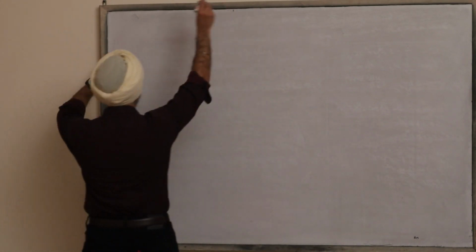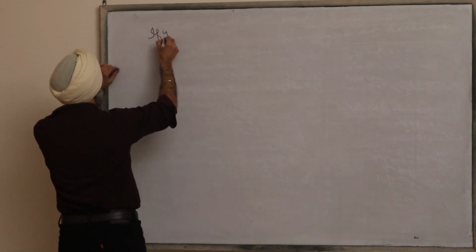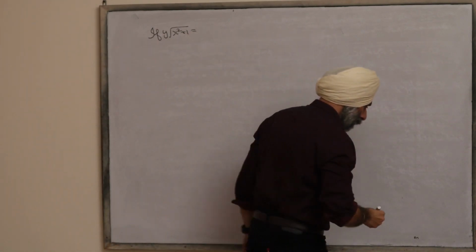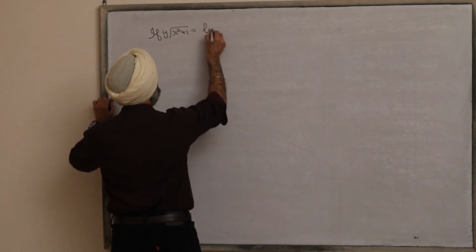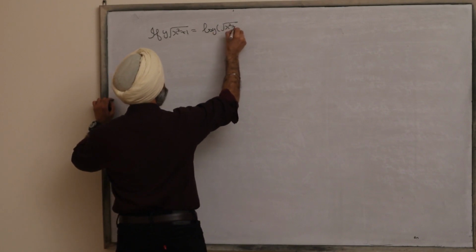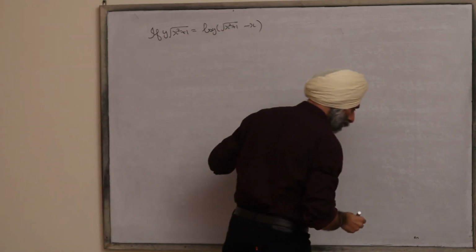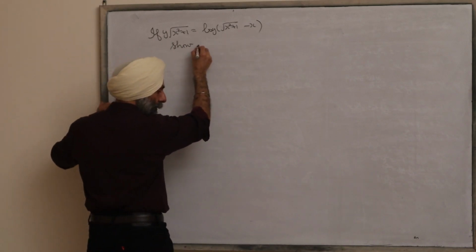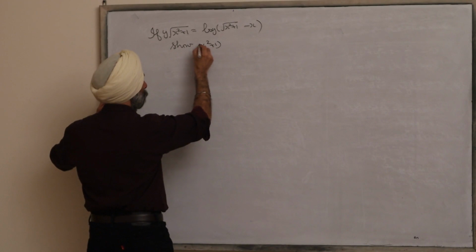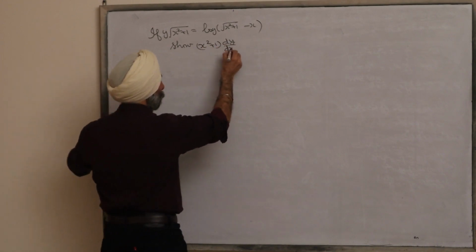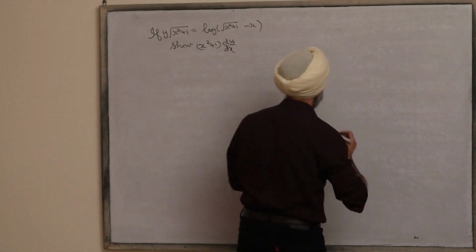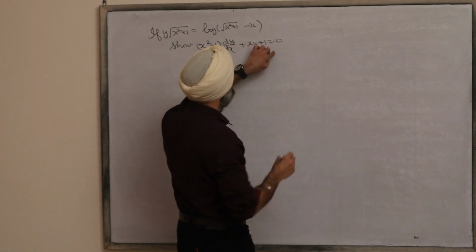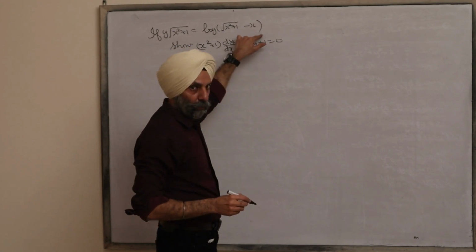Now next is, if y into under root of x² plus 1 is equal to log of (under root of x² plus 1 minus x), then show that (x² plus 1) into dy over dx plus xy plus 1 equals 0. The function is in the implicit form.